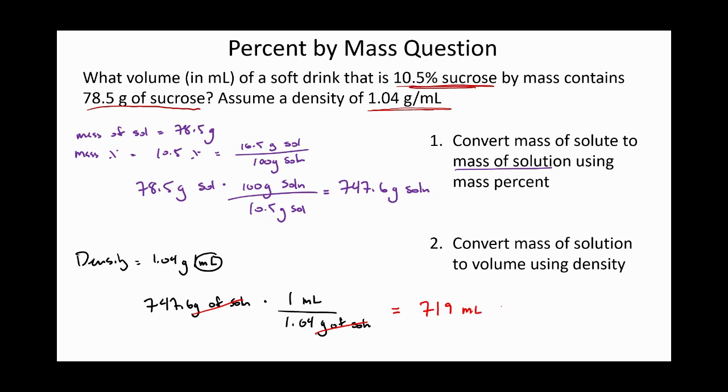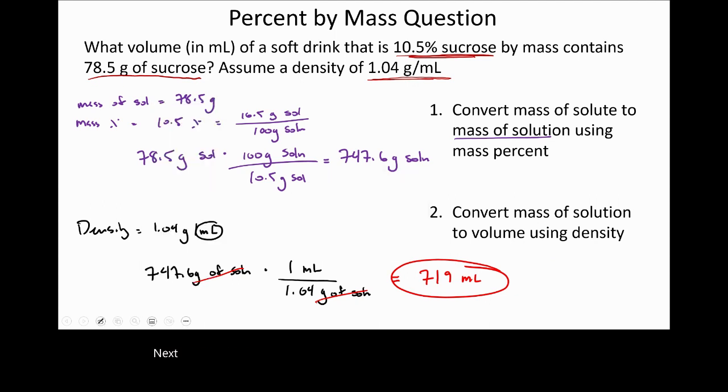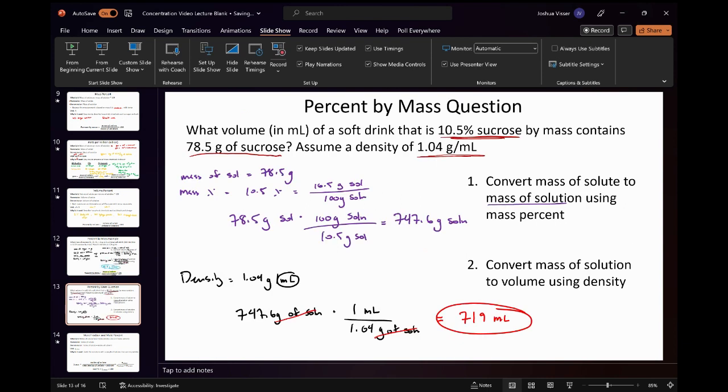What we end up with here is 719 milliliters of solution. A lot of this is all about that unit analysis: recognizing what the definition of mass percent is, in terms of grams of solute per, in this case, 100 grams of solution, and then flipping that around to give us the correct type of output. In the next video, we're going to look at our final type of concentration unit. And then with that, we'll do one final set of questions, and then we'll be done.